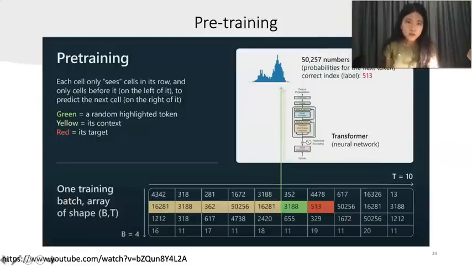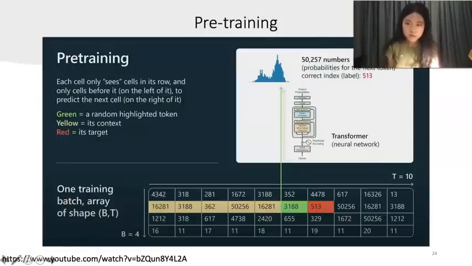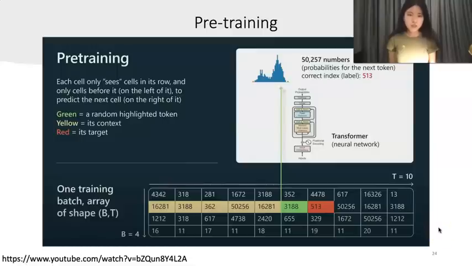All right, now let's talk about pre-training. In the pre-training stage, it's doing causal language modeling, as I mentioned. For your input to pre-training, you always have a batch of sequences or sentences randomly sampled from your training corpus. Let's say we have this training batch of shape B by T, where B is your batch size. So basically we have 4 sentences in our batch, and each sentence contains 10 tokens.